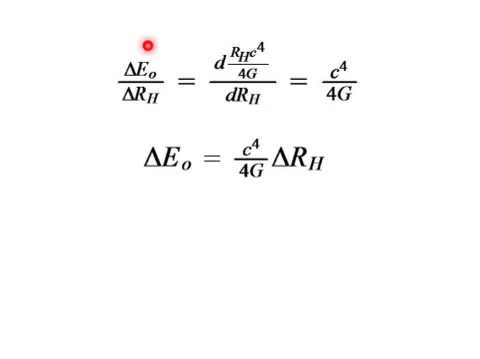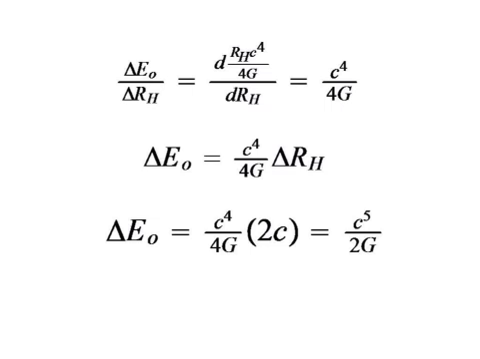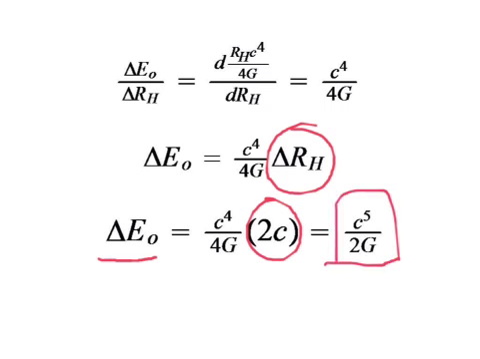We'll rearrange this equation here, and we find that delta E sub O is equal to c to the 4th over 4g times delta r sub h. We know that delta r sub h is equal to 2c, so delta E sub O comes to c to the 5th over 2g.